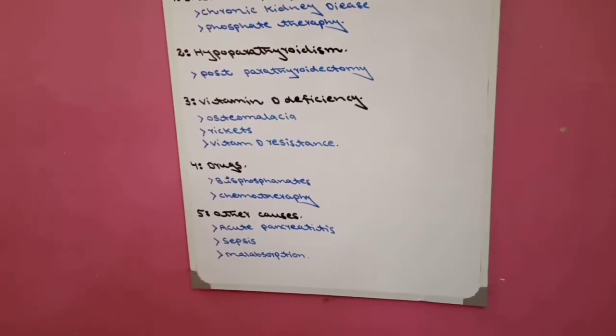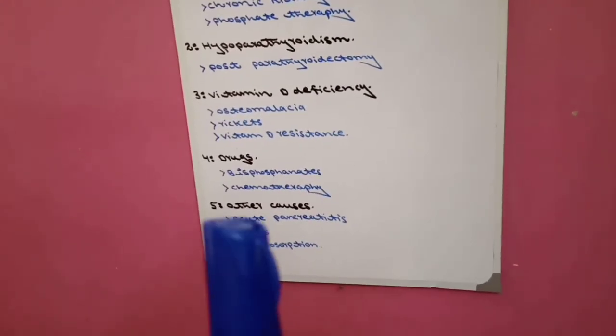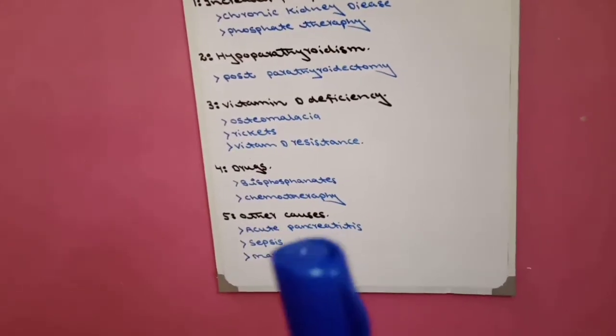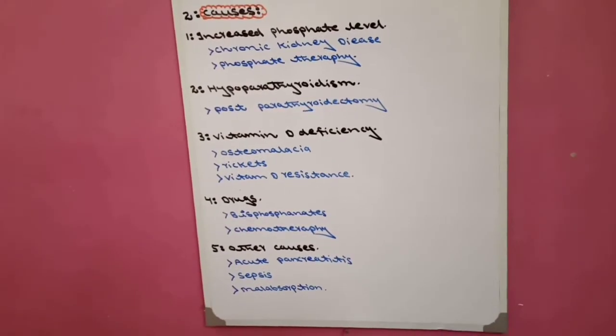The fourth cause is drugs. 2 groups of drugs are responsible for hypocalcemia. Number 1, bisphosphonates. Number 2, chemotherapy, which is used in cancer. They cause hypocalcemia. Now, fifth, other causes. In other causes, there is acute pancreatitis. Second is sepsis. The third is malabsorption. These 3 come in other causes. Now, in causes, number 1, increased phosphate level, number 2, hypoparathyroidism, number 3, vitamin D deficiency, number 4, drugs, and number 5, other causes. After definition and causes, we will study pathophysiology, clinical features, investigation, and management.